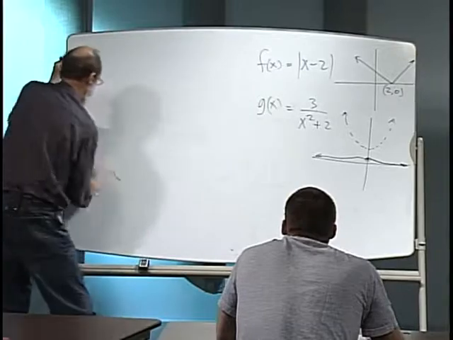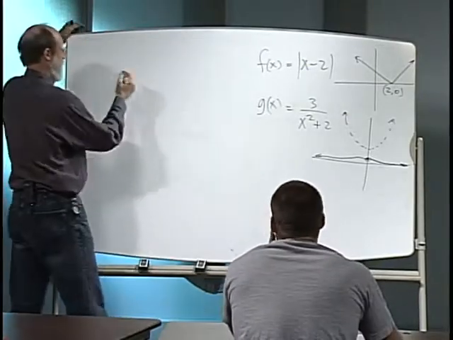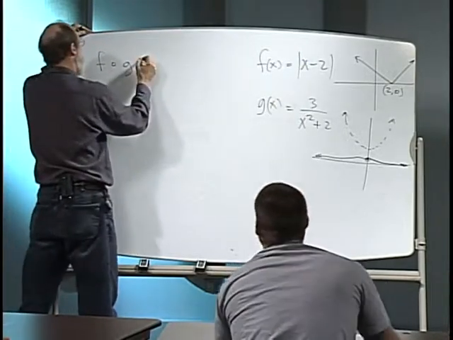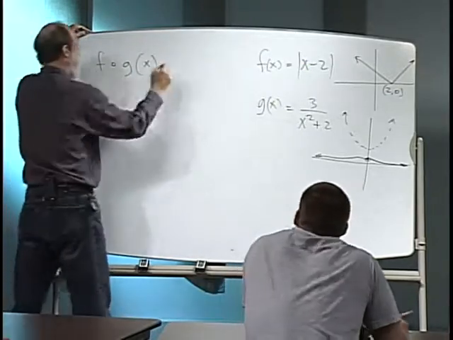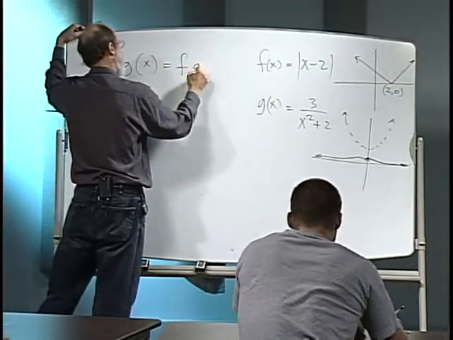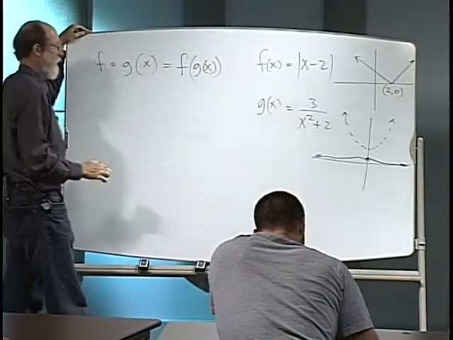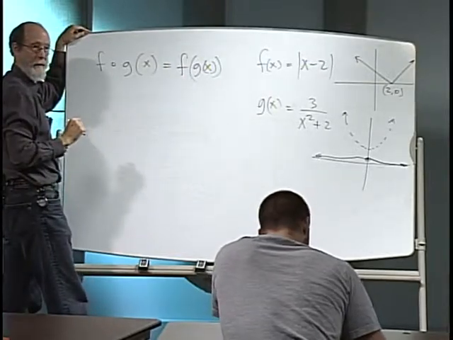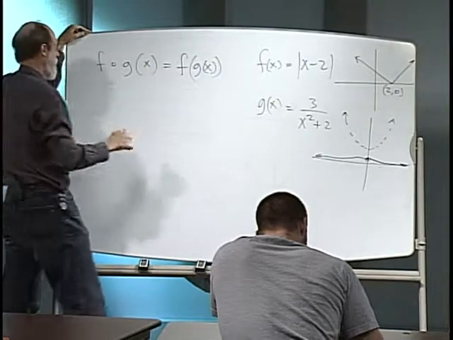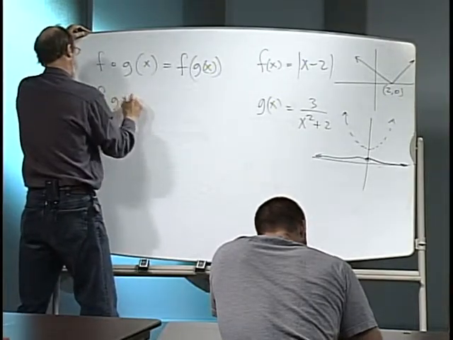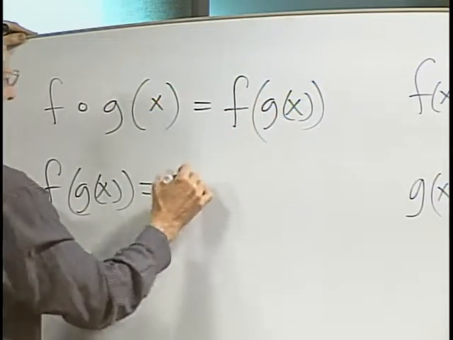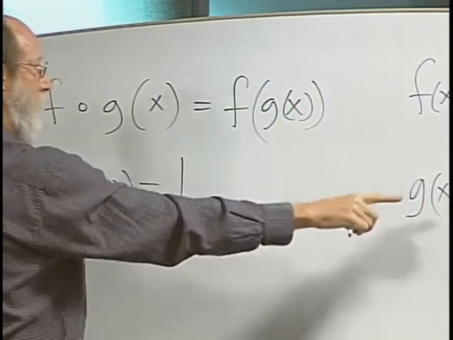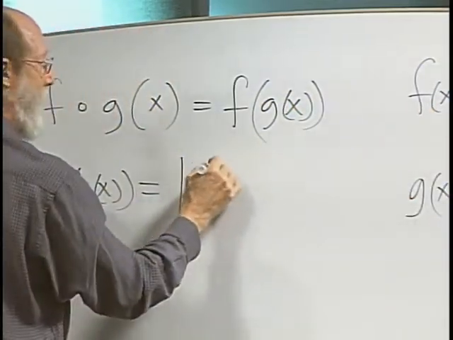And I never write it this way. The only place you see this usually from people is in a book. This does not mean f times g, okay? What this means is what I talked about a moment ago. Take the g function and use it as the input to the f function. Okay? So that's what we want to do. F of g of x is going to be, we're dealing with an absolute value function, and we're going to lay this reciprocal function, this rational function, in there as the input up here in the absolute value function.